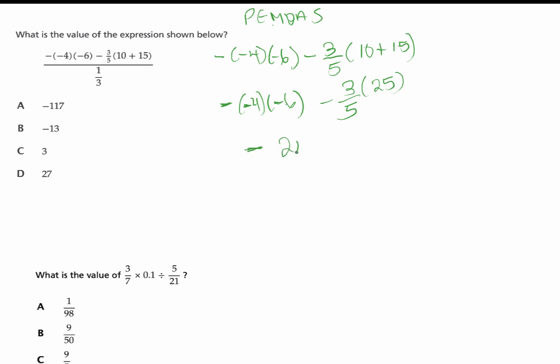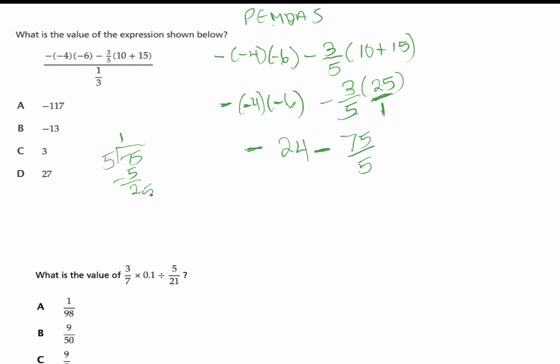and then 4 times 6 is 24. Take away, now here you're multiplying, so I'm going to make this 25 a fraction, and when you're multiplying fractions, you go straight across. So 3 times 25 is 75 over 5 times 1 is 5. Now I know that 75 can be divided by 5 evenly, so if you go on the side and take 75 and divide it by 5, I'm going to get 15.